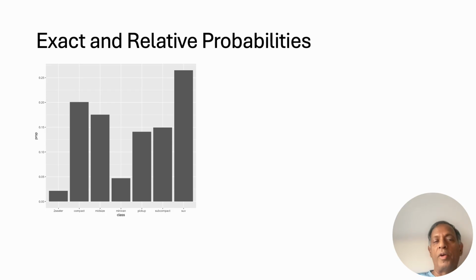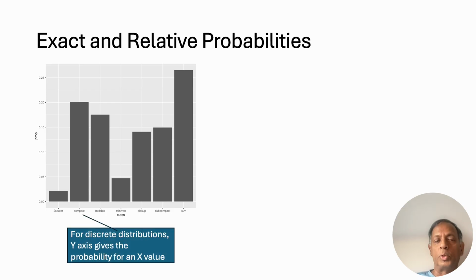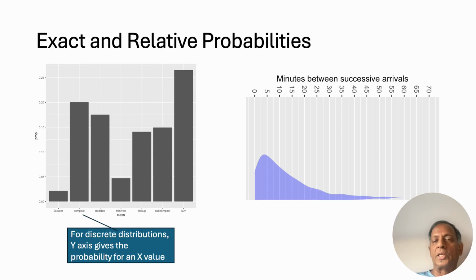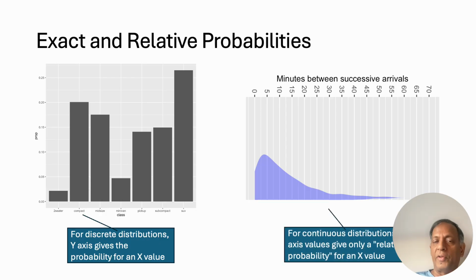Okay, so whereas in the case of discrete distributions, we can get the exact probability for a given value. So we can say the probability that a given car is a compact car is 0.2. Okay, we can say that precisely. In the continuous case, we cannot say that. In fact, we can say it precisely, it is 0.